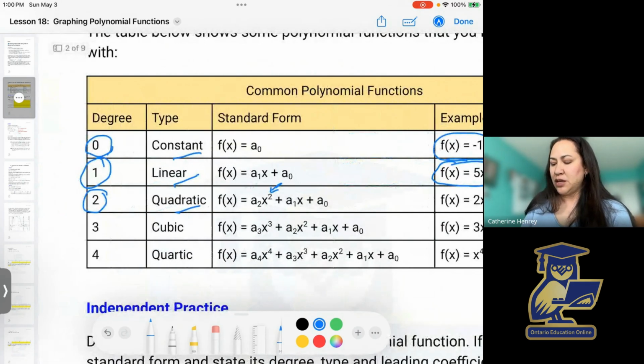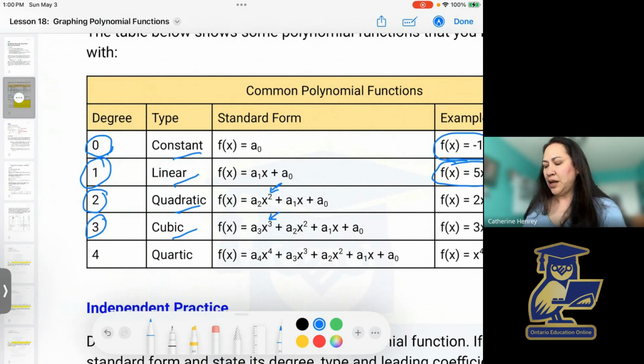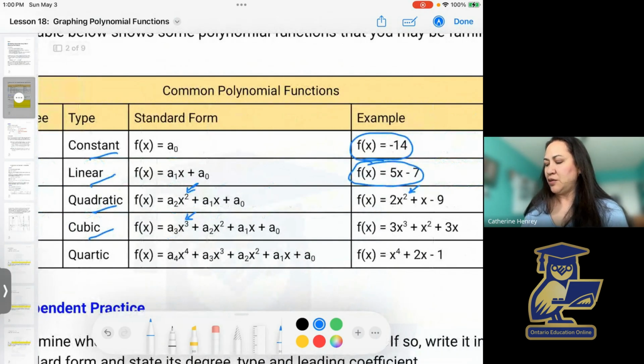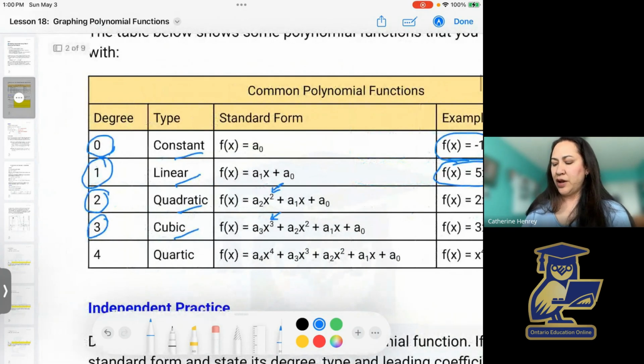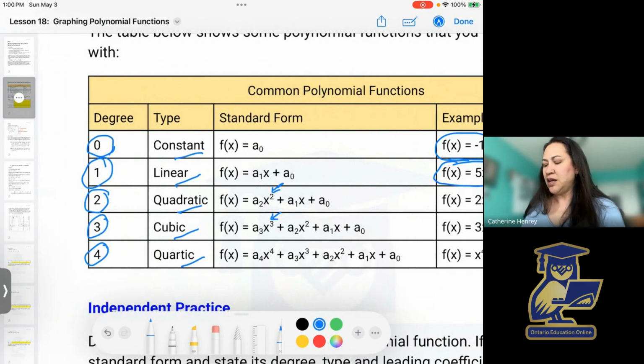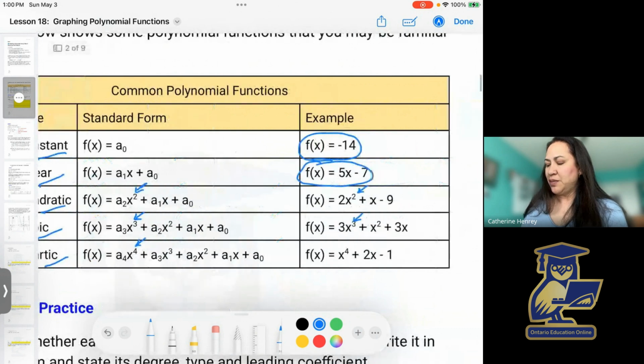And then we have a couple more examples. A degree of 3 means cubic. And so my highest degree here would be 3. An example here is f of x equals 3x cubed plus x squared plus 3x. And then finally, quartic, which we won't see too much of. F of x equals a4 times x to the power of 4, and that's our highest degree. An example would be something like f of x equals x to the power of 4 plus 2x minus 1.